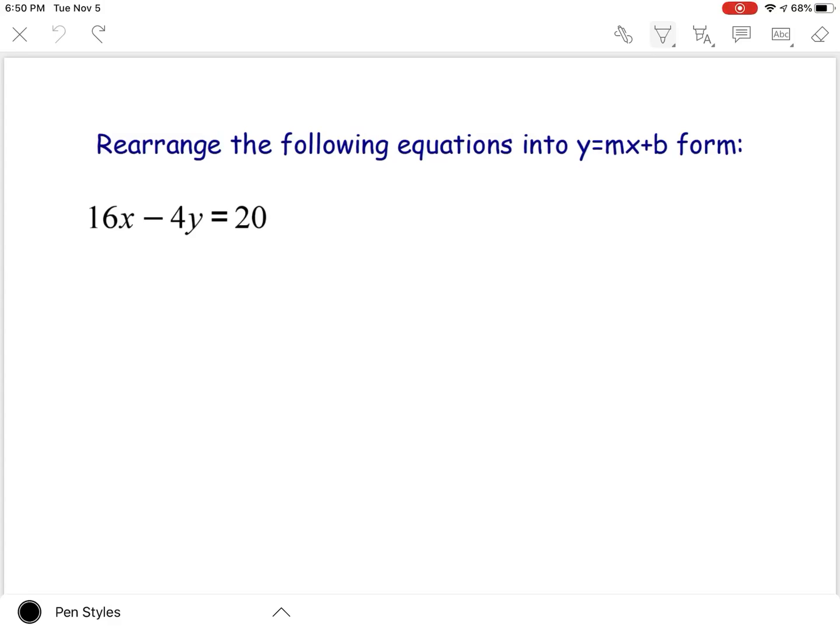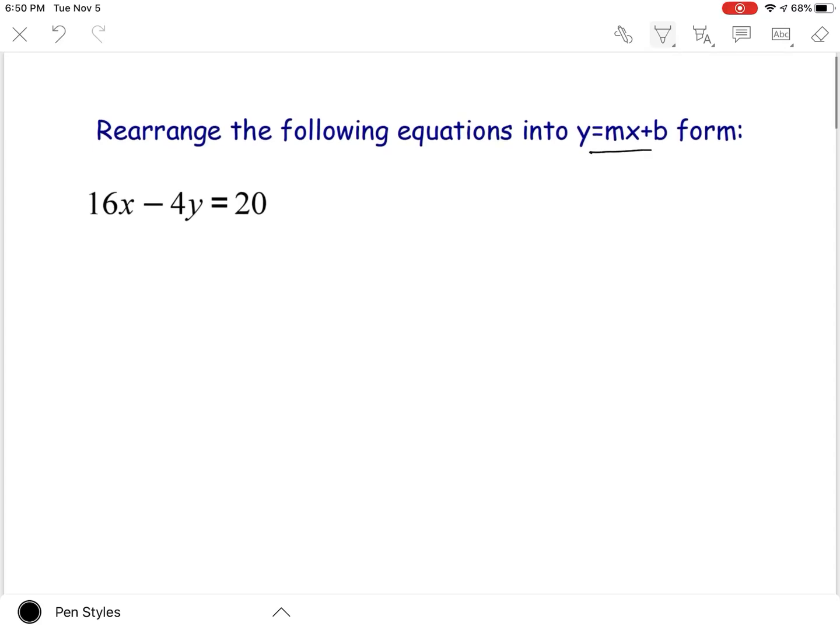Today we're going to talk about solving systems using any method, so just by choosing a method. In order to do that, sometimes we need to be able to rearrange an equation. So we're going to practice rearranging the following equation into slope-intercept form. We'll notice that this is y equals mx plus b. Since it's y equals, essentially all we have to do is isolate or solve for y.